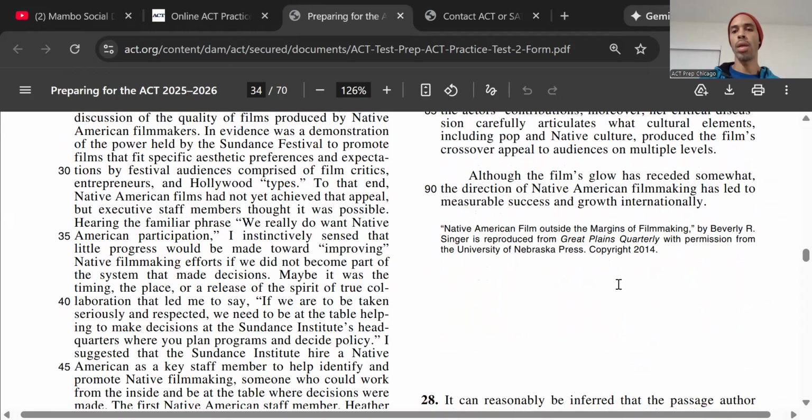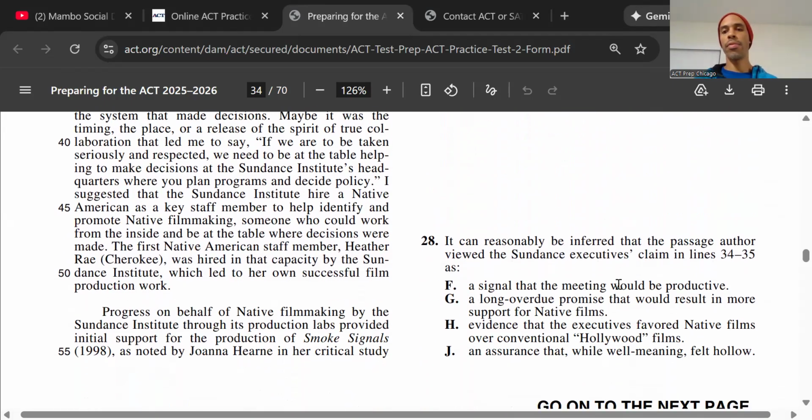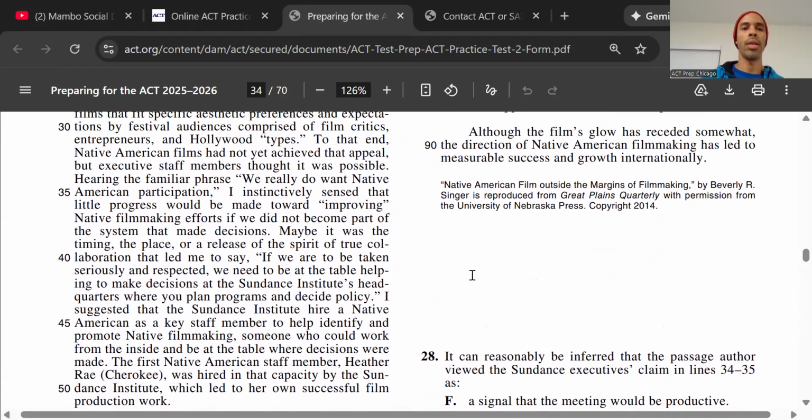Okay. All right. It can reasonably be inferred that the passage author viewed the Sundance executive's claims as... Yeah, he didn't really believe it, right? Long overdue promise that would result in more support, evidence that the executives favored Native, no, an assurance that while well-meaning felt hollow. That's what he was kind of saying. And we talked about that too. He didn't really believe it.